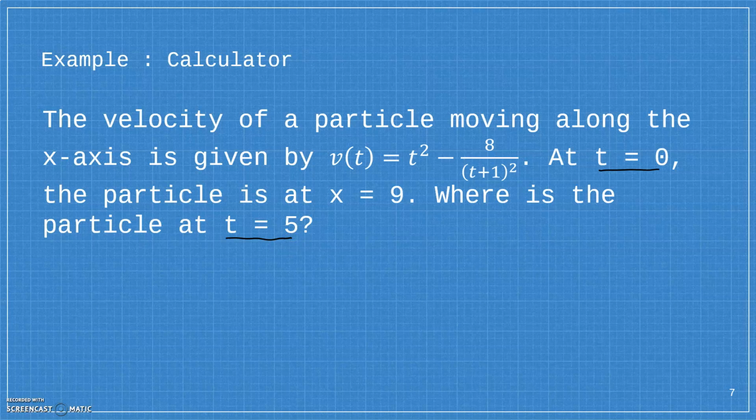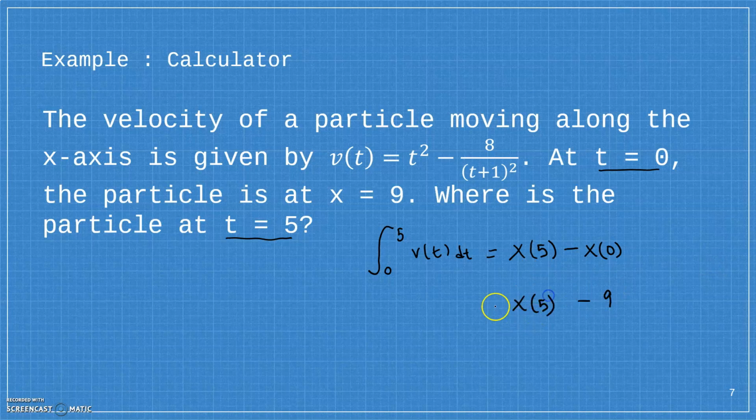So displacement would be x of 5 minus x of 0. And so displacement is also going to be the integral from 0 to 5 of the velocity function. And so if I could figure out this integral, and I have a calculator, so I can, if I can just figure out this integral, that can help me figure out what x of 5 is, because I know what x of 0 is. X of 0 is 9.